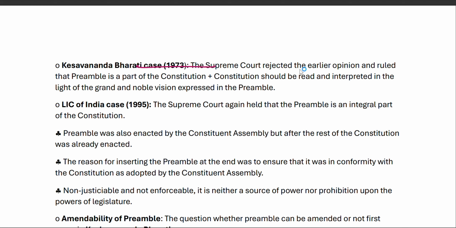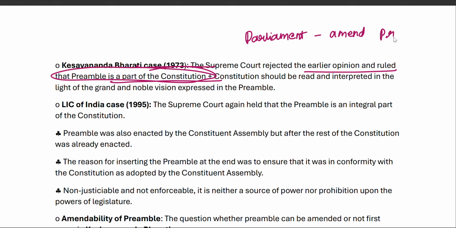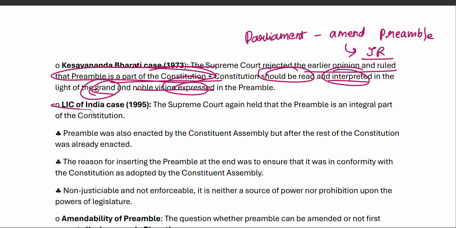In the Kesavananda Bharati case, the Court rejected the earlier opinion and held that the preamble is a part of the Constitution. Parliament can amend the preamble, and such an amendment is subject to judicial review. The Constitution should be read and interpreted in the light of the grand, noble vision expressed in the preamble. In the LIC of India case also, the preamble is an integral part of the Constitution.